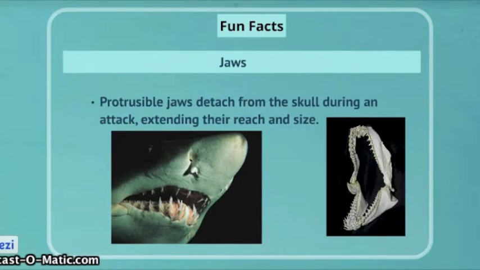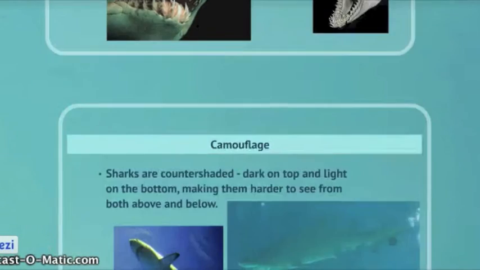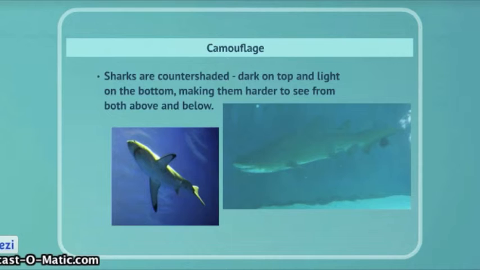Fun facts. Jaws. Protrusible jaws detach from the skull during an attack, extending their reach and size. Camouflage. Sharks are counter-shaded, dark on top and light on the bottom. This makes them harder to see from both above and below.